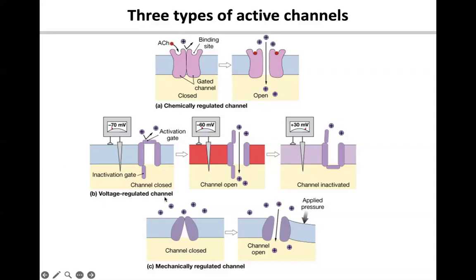Or it can be voltage regulated channels. There is a change in voltage, as we just learned. As a result, what happens? These channels open and cause the influx of these ions. The third one is the mechanically regulated channel, the one that we learned about in the first slide when the person stepped on the nail. That's mechanical, they applied pressure that causes the channels to open, and as a result, the sodium and potassium ion movement takes place.